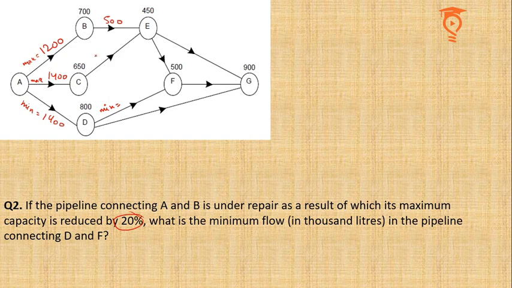Okay, 650 is consumed by this pipe, 750 is flowing in CE. So 1250 reaching here, 800. Okay, so it could be that out of 800, 500 comes here, and so this can afford a minimum of 0. Yes, so what is the answer to this question?